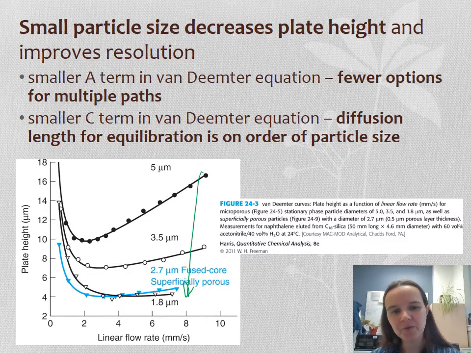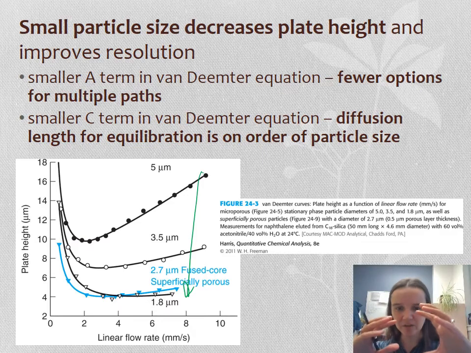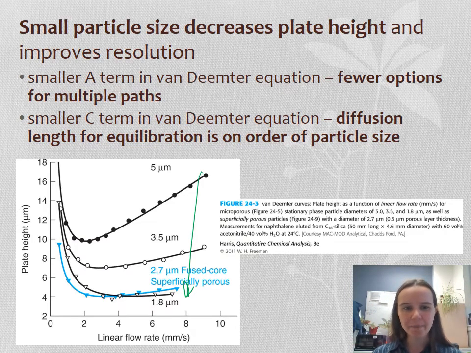And that blue one, the 2.7 micron fused core superficially porous particle, is what I was just talking about, where you have a solid core. It's actually a physically bigger particle, but the surface of it is smaller particles, and it really can act like a much smaller particle.